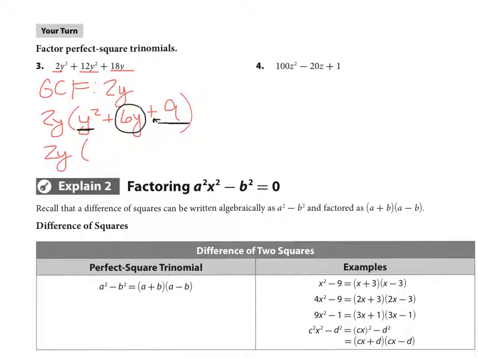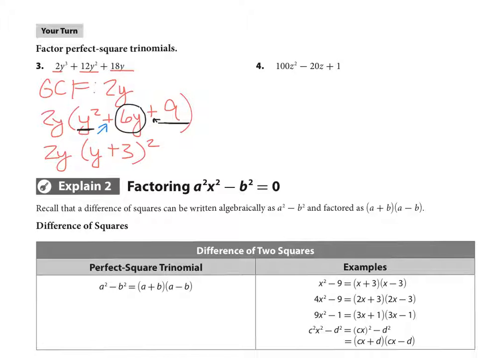What do you square to get y squared? When you square y. What do you square to get a positive 9? You could square a negative 3 or a positive 3. How do I know which one to do? You always look at your middle term for your sign. In this case, it's a plus. Therefore, this would be a positive 3.